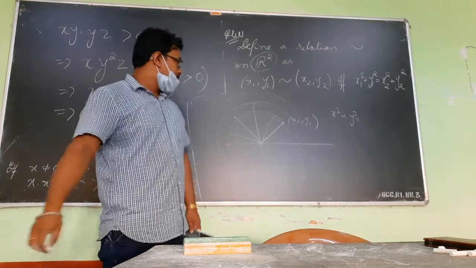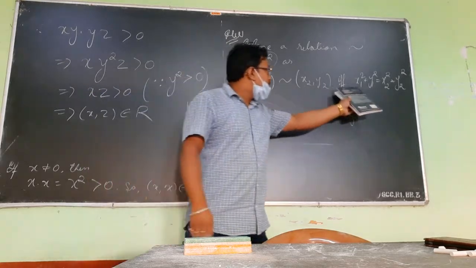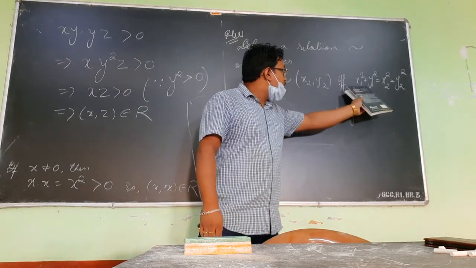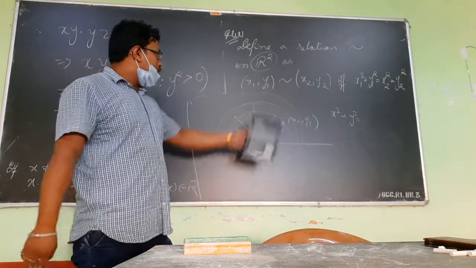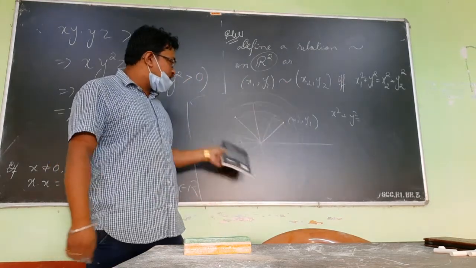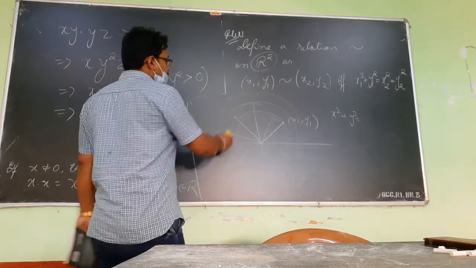Right. And as a particular expression for a particular point, it represents the distance of that point from the origin. So all points on a fixed circle are related to each other. So that is what.